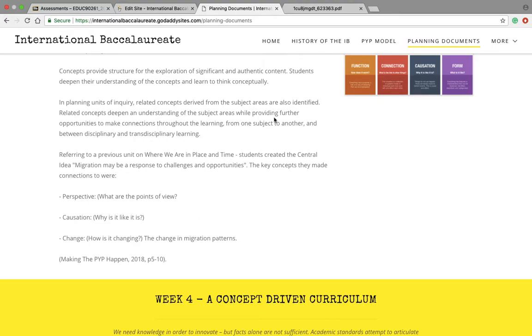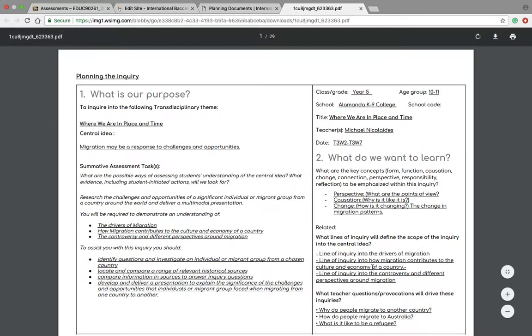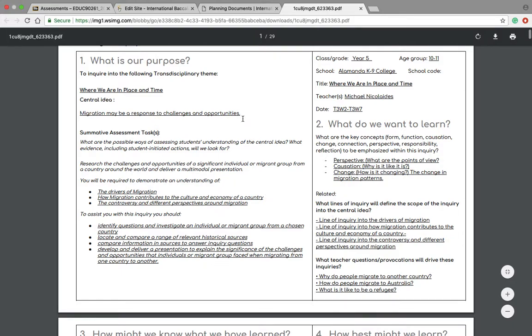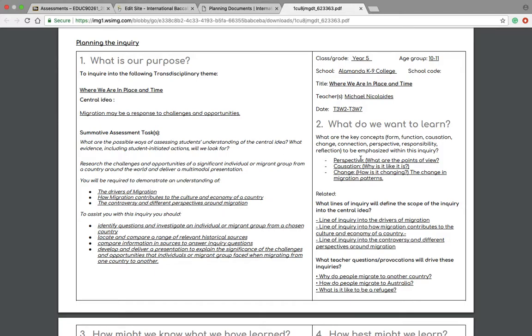So let's take a look at our actual PYP planner. You can see here that the central idea was co-created by the children, as were the lines of inquiry. And these lines of inquiry were connected specifically to a key concept lens. So that therefore the children were using the key concept of, for example, causation, and looking through that lens into how migration contributes to the culture and economy of a country. Or they used the key concept of perspective and used that lens to look into the controversy and different perspectives surrounding migration.